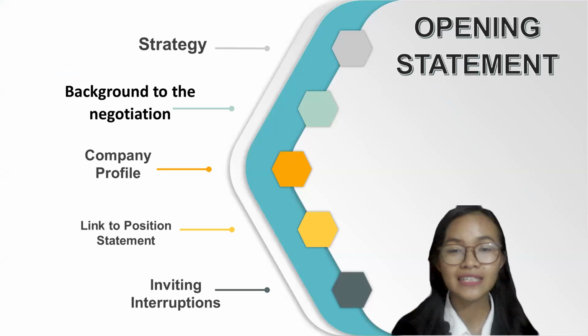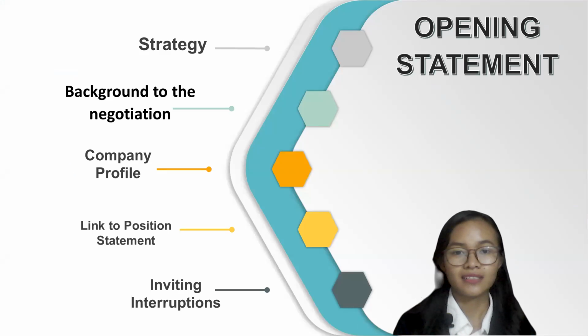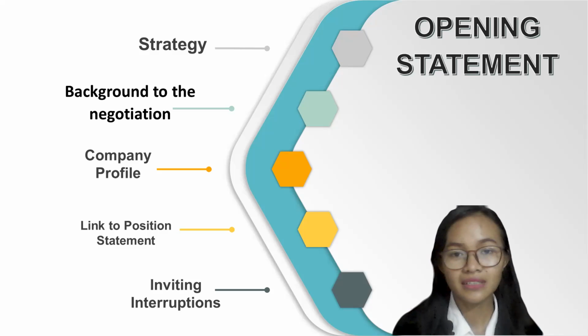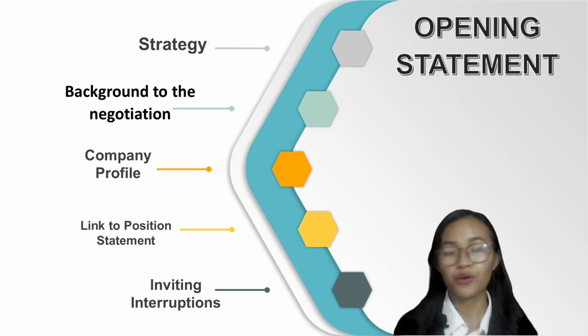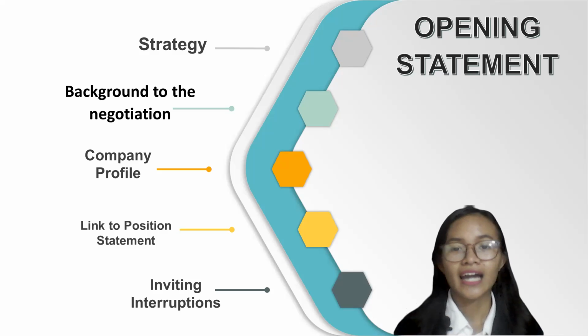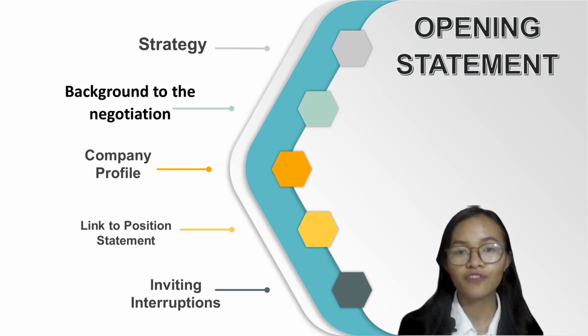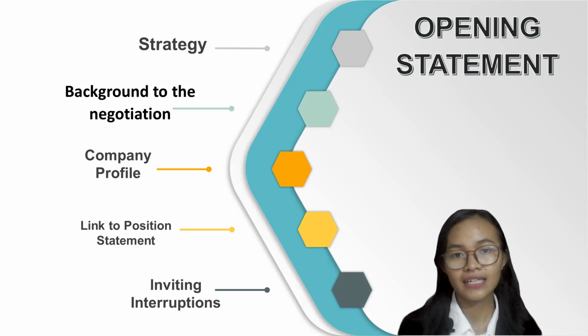Okay, for the first, we have the opening statement. The opening statement has 5 elements or 5 points that will affect and relate to when you do the opening statement. The first is strategy. In a strategy, we have 2 strategies. The first is holding back and the second is getting feedback.